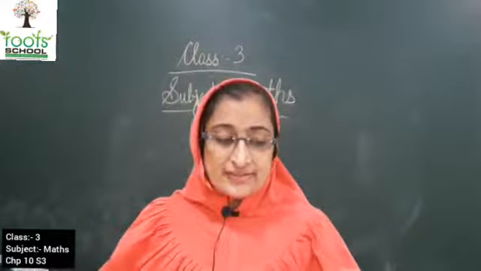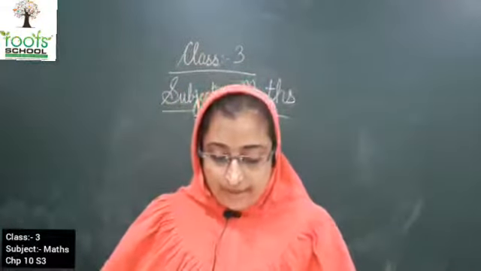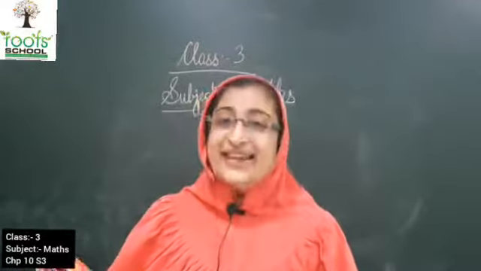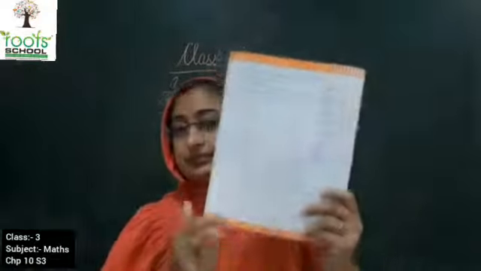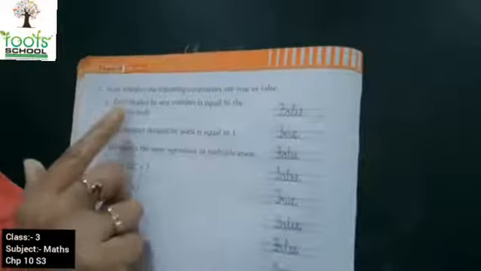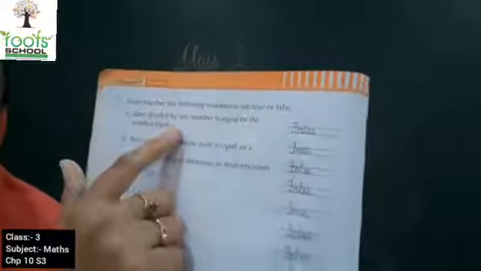Now kids, in this you have to open page number 90. Page number 90. Okay. Now kids, here we are going to solve the statements, whether the following statements are true or false. Now the first one: 0 divided by any number is equal to the number itself.